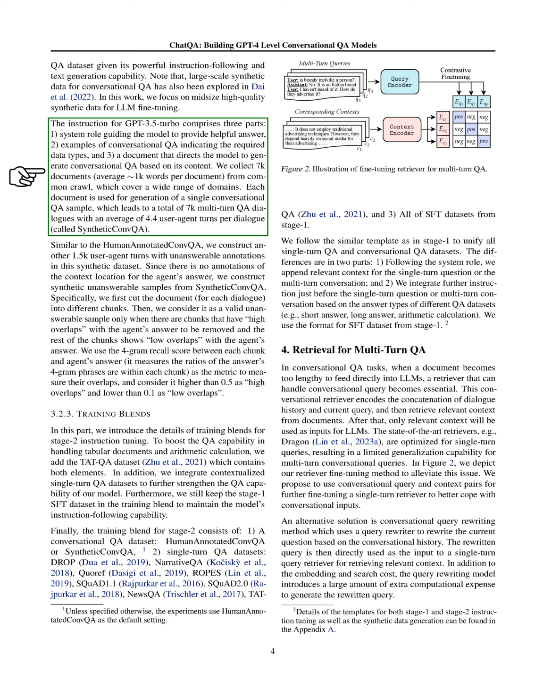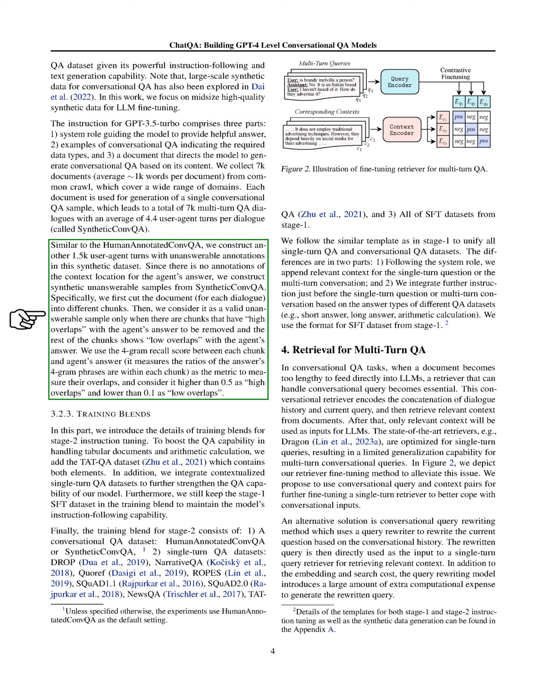We've collected 7,000 documents, each about 1,000 words long, from a wide range of topics. Each document is used to generate one conversational QA sample, resulting in 7,000 multi-turn QA dialogues, with an average of 4.4 turns per dialogue. We call this synthetic Conv-QA. Just like in our human annotated Conv-QA, we've also created 1,500 turns with unanswerable questions in this synthetic dataset.